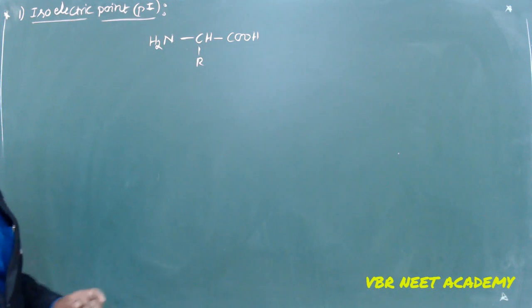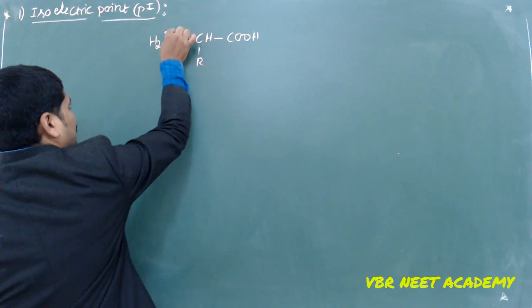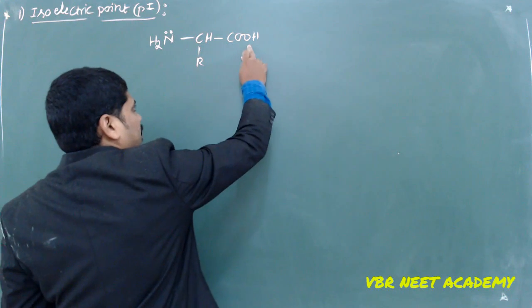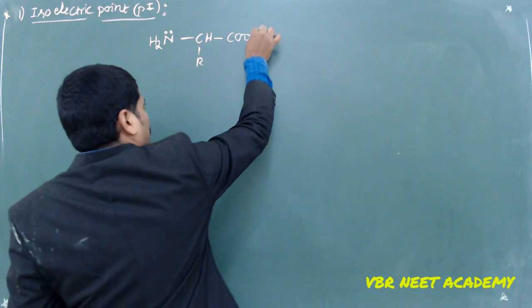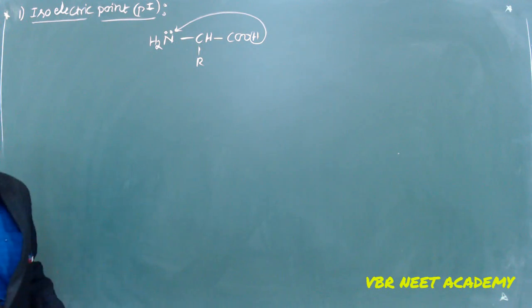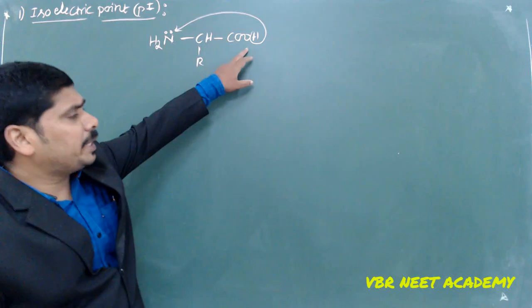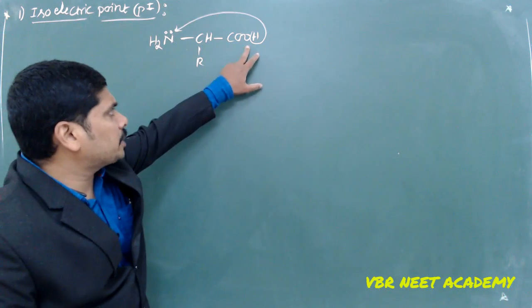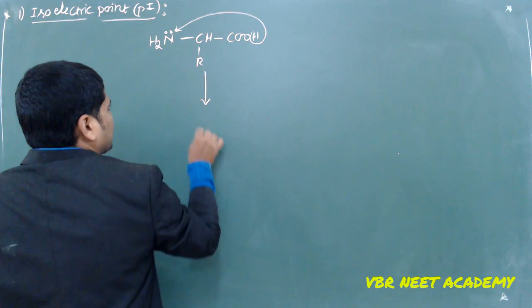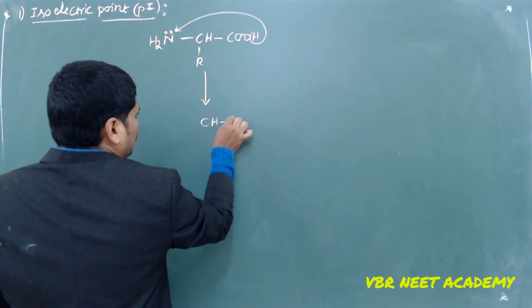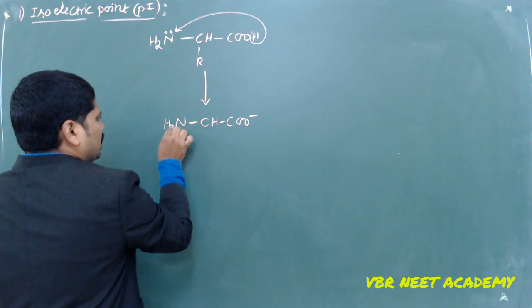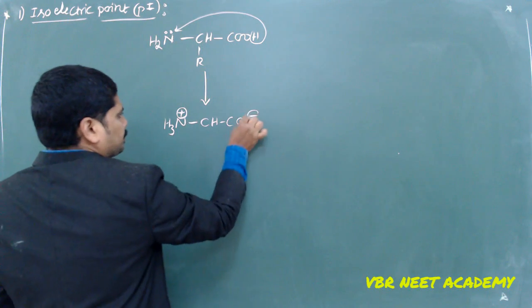This is the amino acid. It has an amine group, which acts as a Lewis base, and a carboxylic acid, which is a proton donor. Both groups are present on the same molecule. From the carboxyl group, the H plus dissociates, and this H plus attacks the NH2 group. So what is present here is CH, COO minus, and the NH2 is present in the form of NH3 plus.